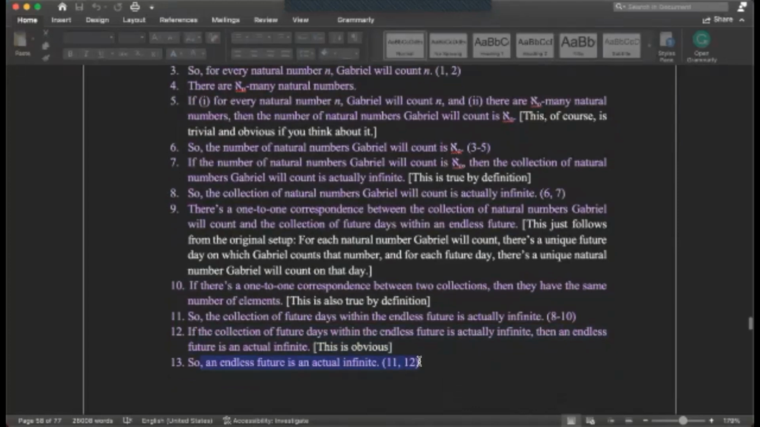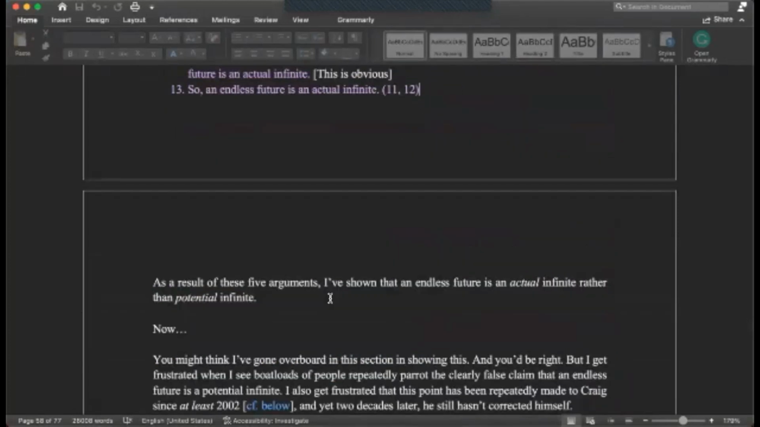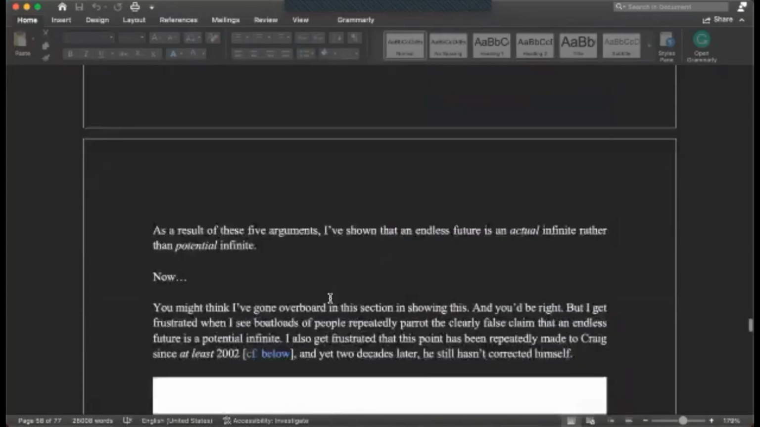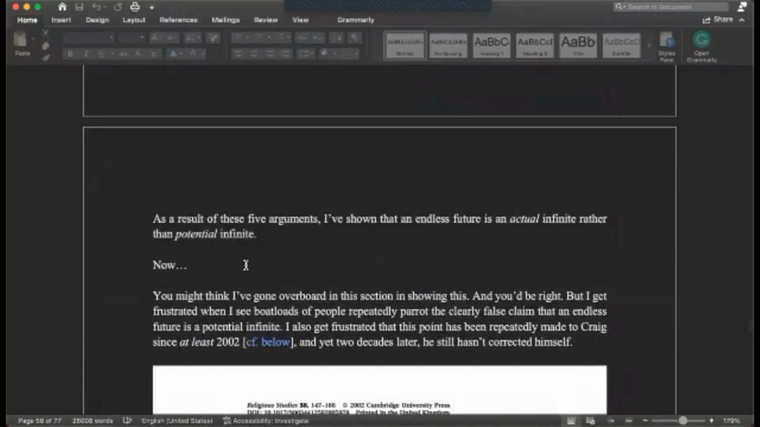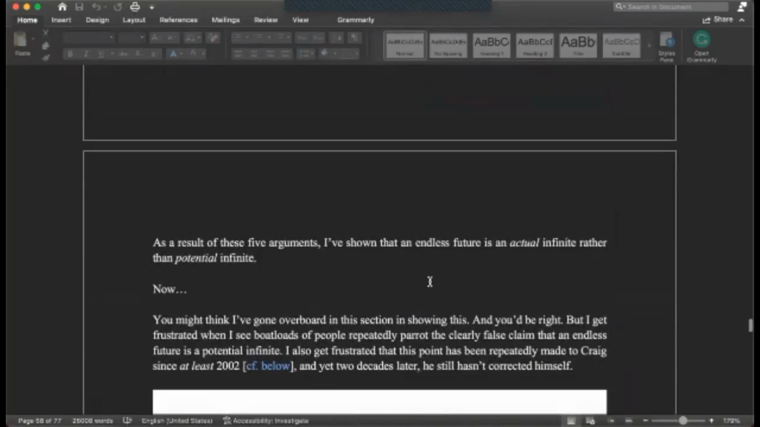So an endless future is an actual infinite. As a result of these 5 arguments, I've shown that an endless future is an actual infinite rather than a potential infinite. Now, you might think I've gone overboard in this section in showing this, and you'd of course be right. But I get frustrated when I see boatloads of people repeatedly parrot the obviously false claim that an endless future is a potential infinite.